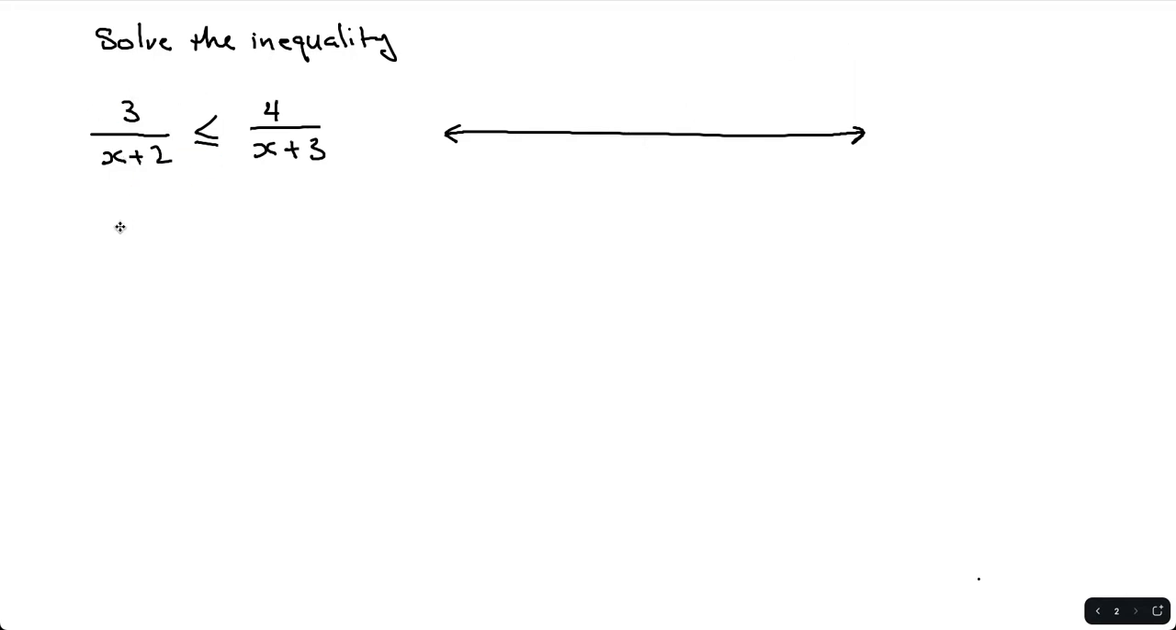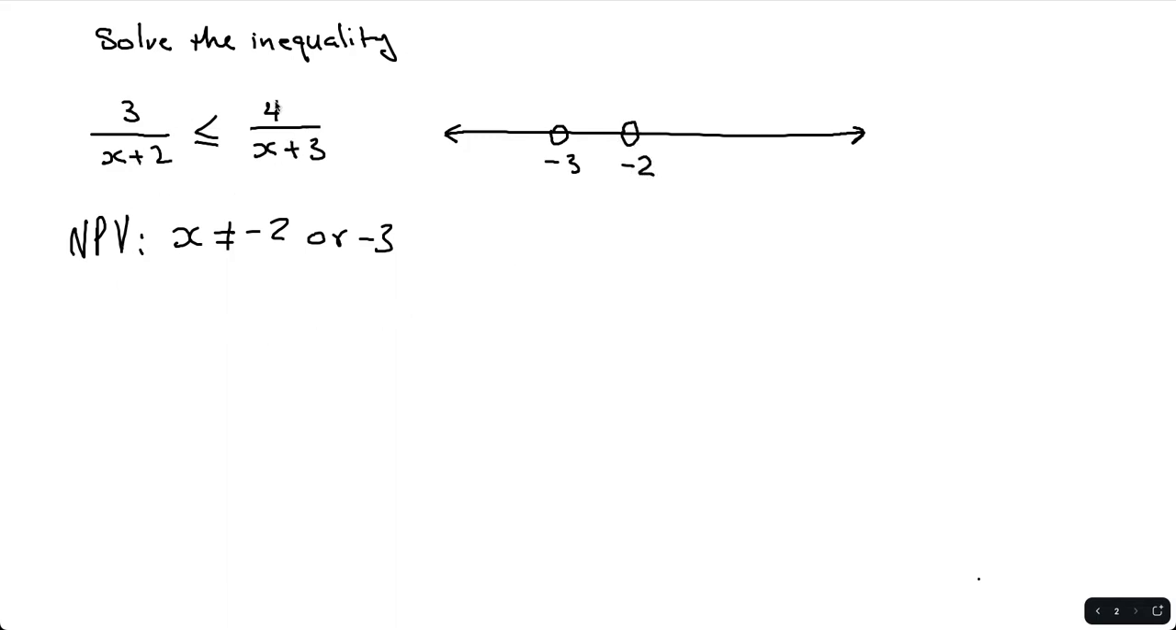So to solve this inequality, what you need to do is find the non-permissible values first. The non-permissible values here: x cannot equal -2 or -3, because that will make this bottom 0, and -3 will make this bottom 0. And then you go to your number line and put that as an open circle because it's non-permitted. So that's the -3, and -2 should be right here.